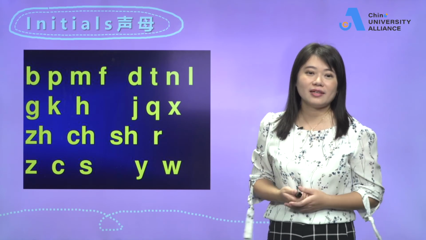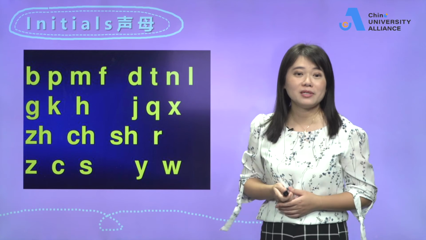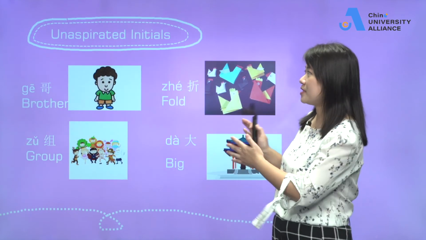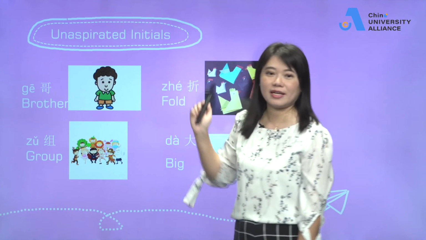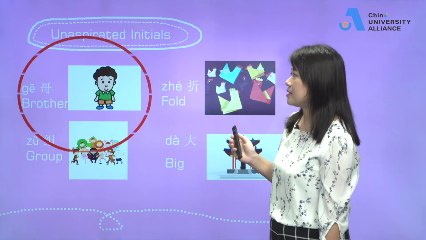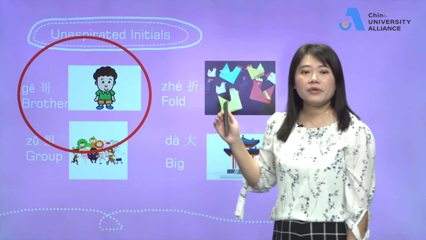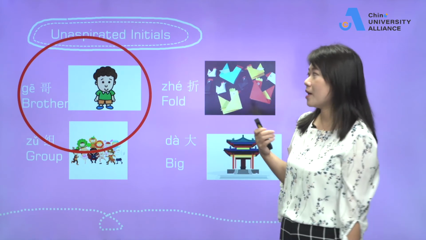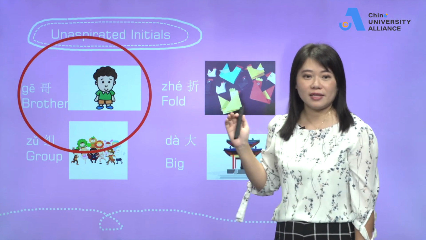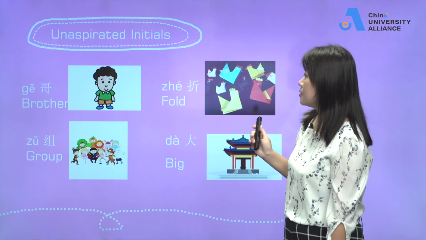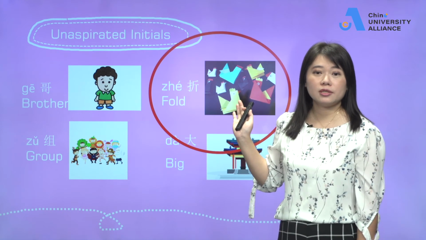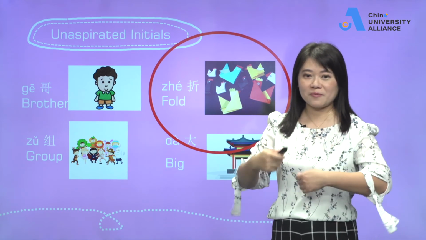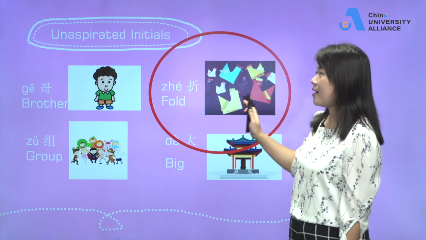but if you keep practicing, later on you will find that you remember them easily. So let's see some samples of the unaspirated initials. The first one is ge. When you pronounce this syllable, you find there's no air coming out from your mouth. Ge means brother in Chinese. Second one, zhe, it means folding. You are folding the papers. There's no air as well.